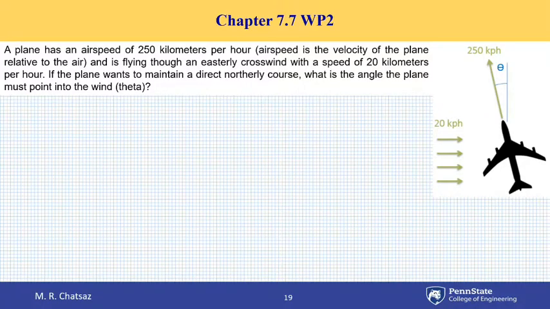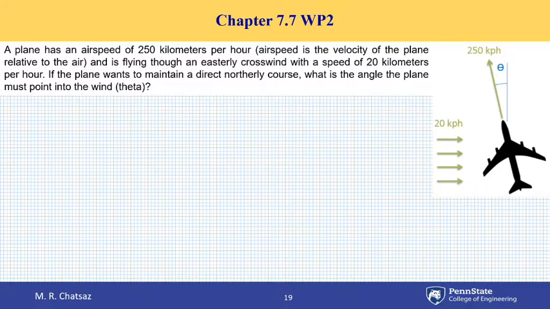Welcome to another example of relative motion. Here we have a plane that has an airspeed of 250 kilometers per hour. Note that airspeed is a relative velocity, which in this case is velocity of the airplane relative to the wind. So the airplane is flying through an easterly crosswind whose speed is 20 kilometers per hour.